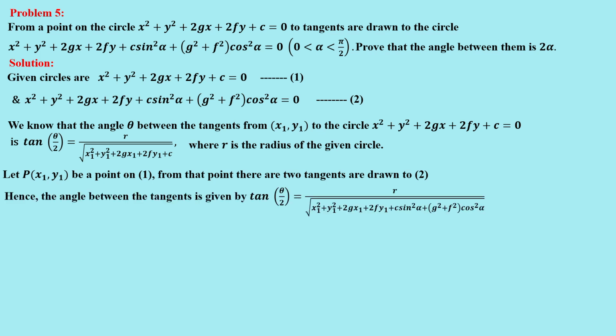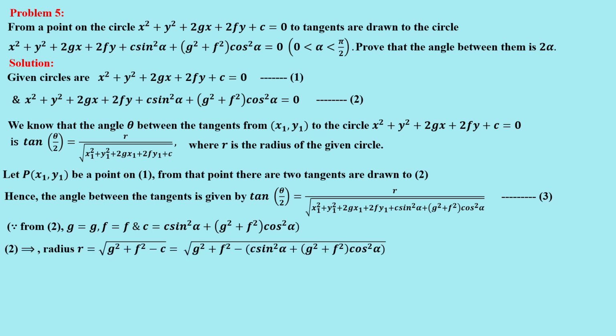Since the angle between the tangents is given by tan(theta/2) = r divided by the square root of, using the formula, x1 square plus y1 square plus 2g x1 plus 2f y1 plus, instead of the constant term you are having two terms. So tan(theta/2) = r by root of x1 square plus y1 square plus 2g x1 plus 2f y1 plus c, where for circle 2 we have constant term c sin square alpha plus g square plus f square cos square alpha. So that is equation number 3.